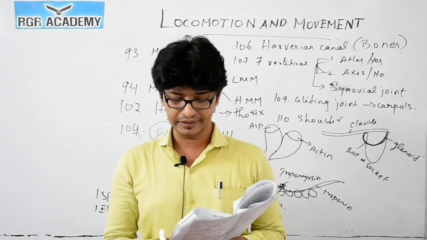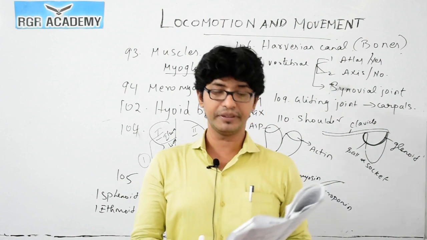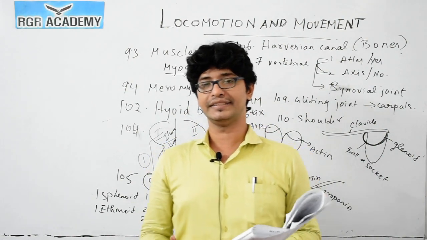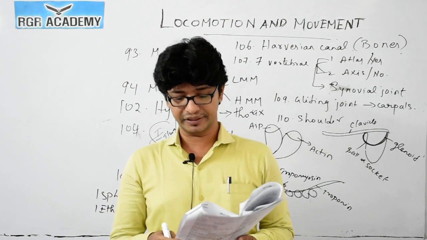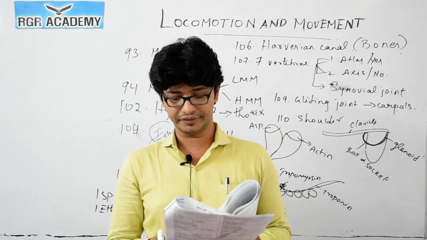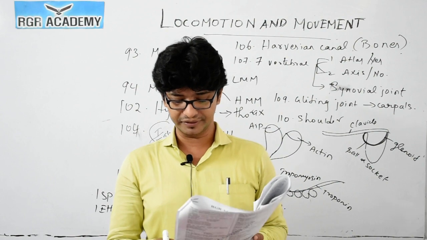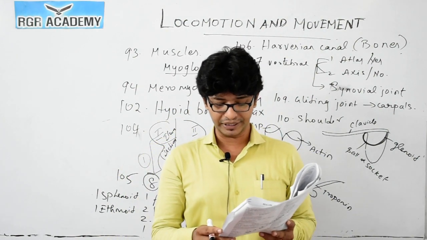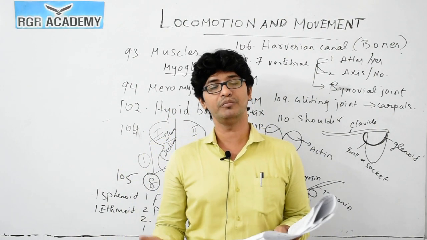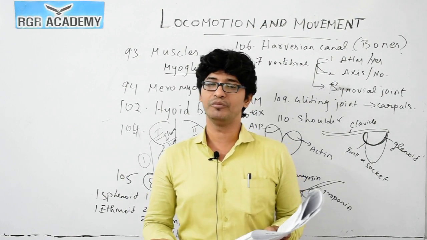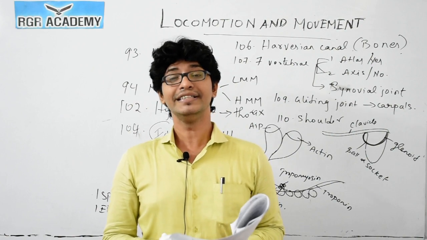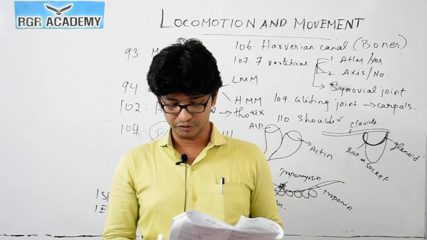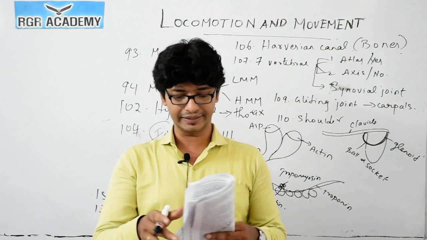Question 126, gout. Gout is characterized by the accumulation of what? Uric acid. Usually this uric acid accumulates in the skeletal joints. Then question number 127. Passage of ova through the reproductive tract is facilitated by amoeboid movement, flagellary movement or ciliary movement. The movement of ova in the fallopian tube is a classical example of ciliary movement. So question 127, 1 is the correct answer.